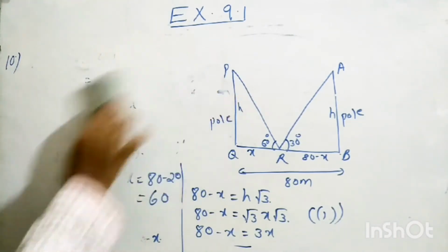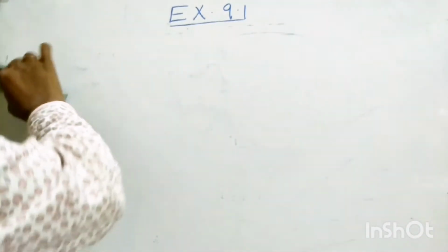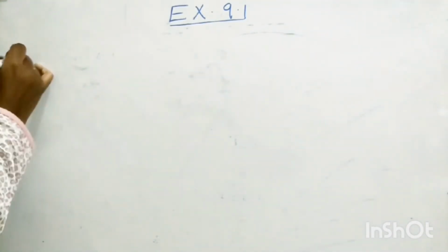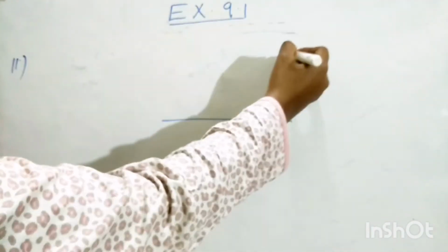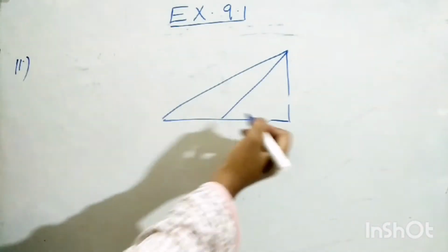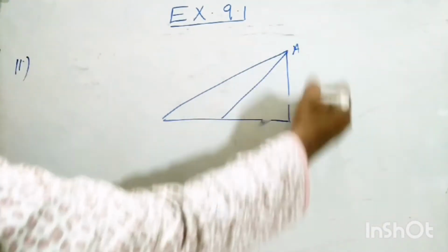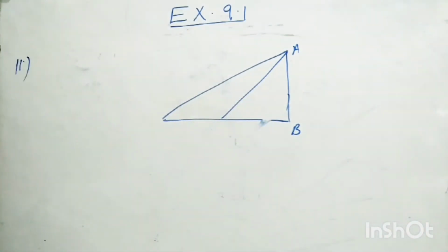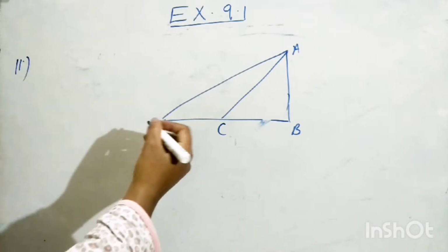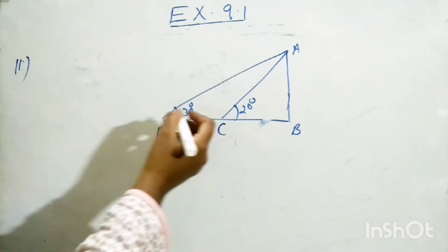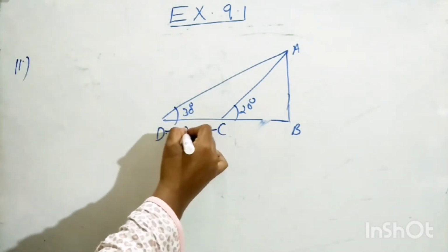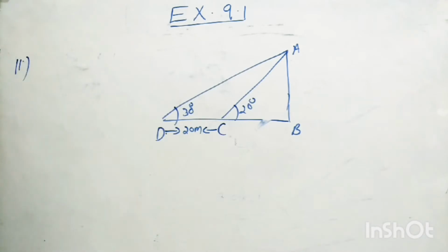In this question, a figure is given. Eleventh question. In the given figure, AB represents our tower and you have CD. This is 30 degrees and this is 60 degrees. The distance between D and C is 20 meters. So this is our given figure.